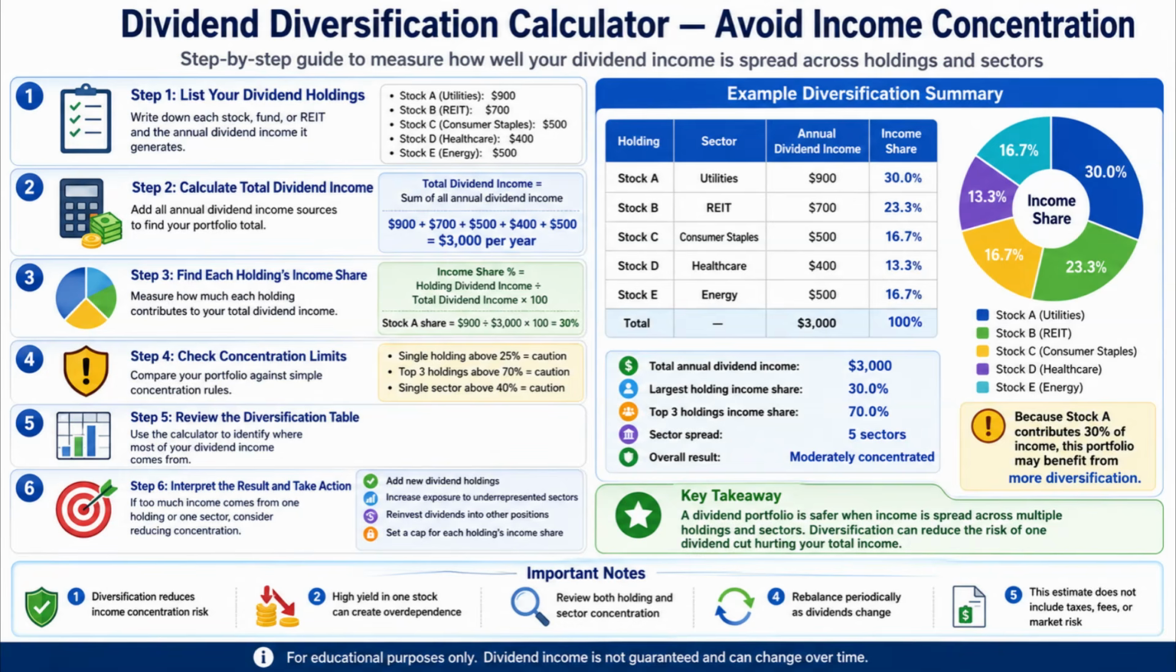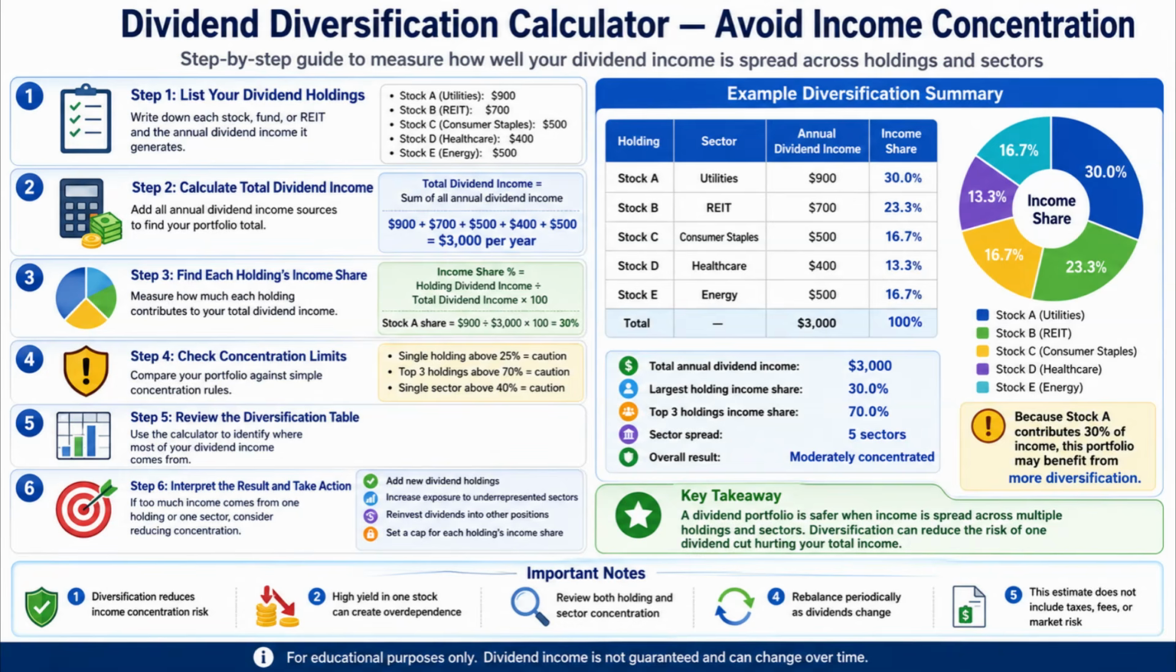Now, we review the diversification table. Stock A contributes 30% of total income, stock B contributes 23.3%, stock C contributes 16.7%, stock D contributes 13.3%, and stock E contributes 16.7%. Together, all holdings make up 100% of the dividend income.